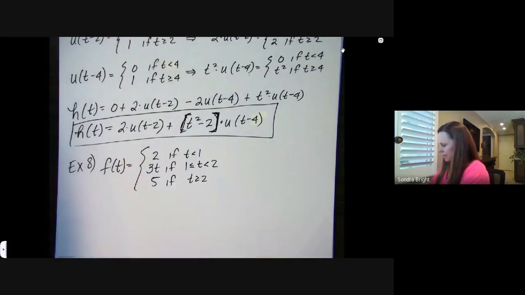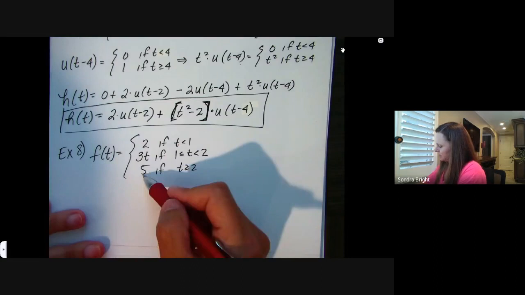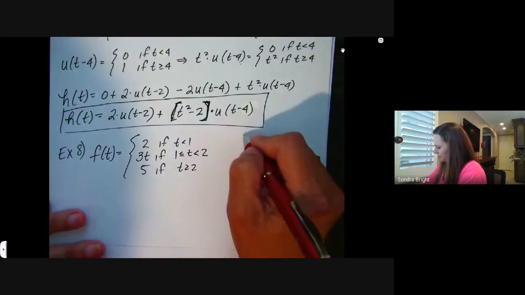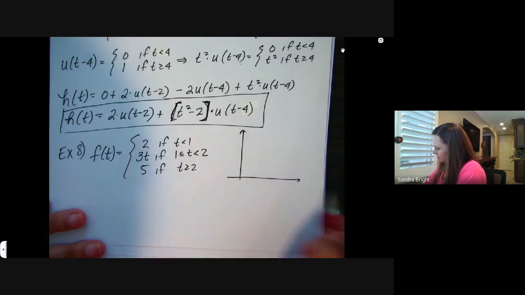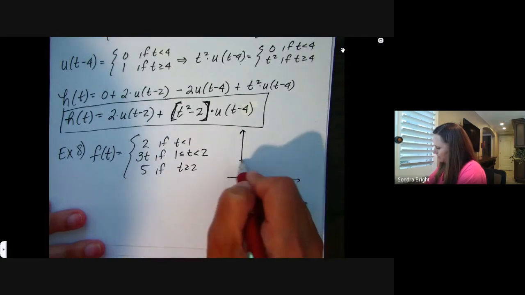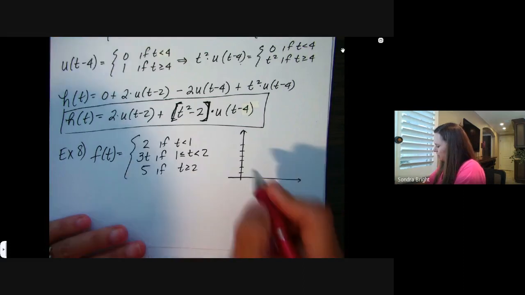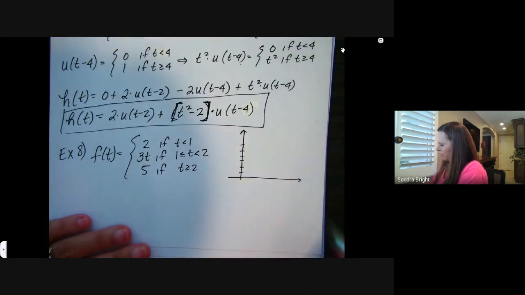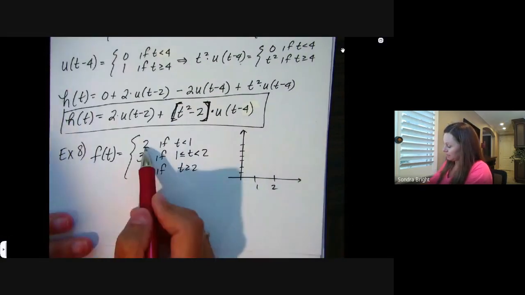Okay, so let's do the sketch. Up to 6. Okay, so 1, 2, 3, whoops, 4, 5, 6. I didn't space those out very nicely, but whatever. Okay, and then it's changing at 1 and at 2. All right, so f of t is 2 if t is less than 1.